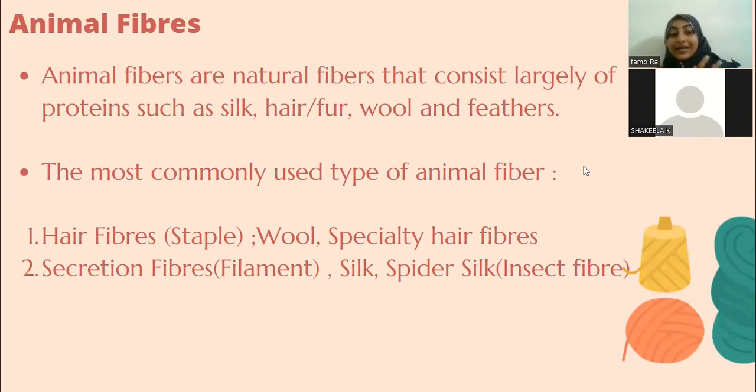Then another one is secretion fiber. When we talk about silk, silk is actually a secretion fiber because it is a filament which is secreted from the silkworm, right? So that is why it is called a secretion fiber. Wool is a staple fiber because it is short in length, and secretion fibers are longer in length. That is why it is a filament in nature. So there are two types: hair and secretion fibers. Secretion fibers are usually filamentous in nature because of their length.